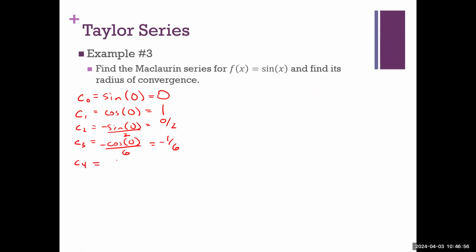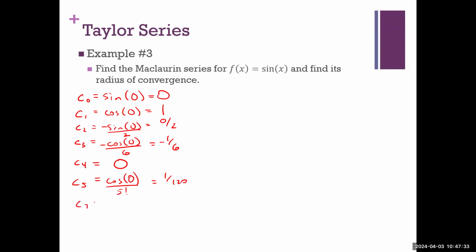Is it okay if I assume that C4 is 0? What is the fifth derivative of sine of x? How do you know? Right. So basically it's a 4 cycle. So cosine 0 over what? 5 factorial or 120. So 1 over 120.